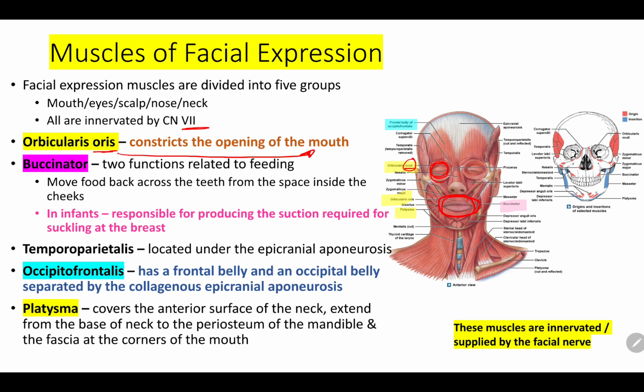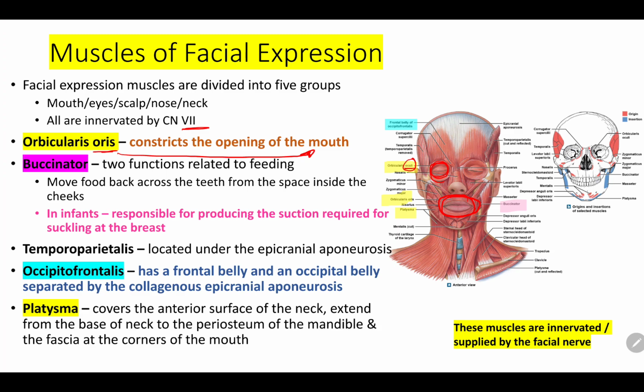And so you can just think of an Oculus device, like the ones they have out in the market. You put that over your eye. So oculus, oculi means eye, okay? Oris means oral or mouth, okay? So the orbicularis oris will constrict the opening of the mouth.